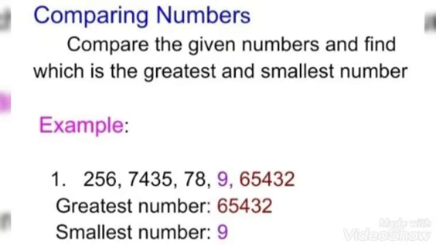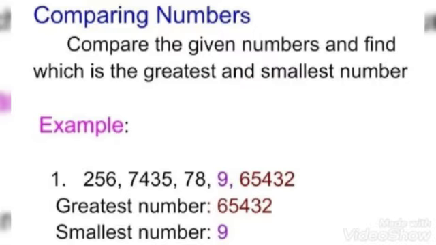Next, what does comparing numbers mean? Compare the given numbers and find which is the greatest and which is the smallest number. I have taken an example. In this example, all the numbers have different numbers of digits. First I have a 3 digit, 4 digit, 2 digit, 1 digit and 5 digit number. So, which is the greatest number? You already know that. The 5 digit number is the greatest number and the 1 digit number is the smallest number. Okay, if the numbers of digits are different, you can easily write the greatest and smallest number.